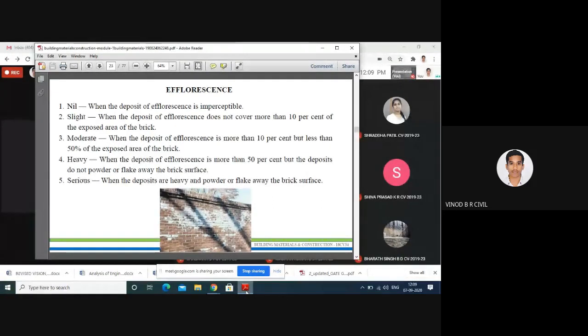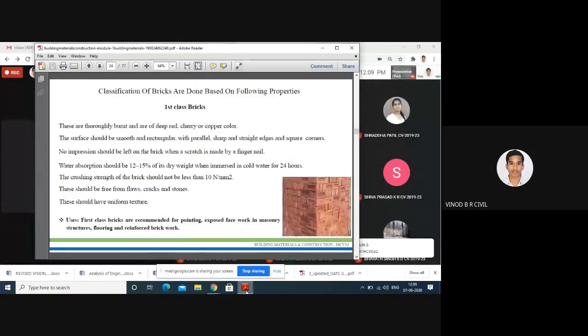Okay. And efflorescence material, as I told, moderate is 10 to 15%. 10 to 15% we call moderate. Heavy means more than 50%, we call it heavy. And next is the classification of the bricks, which is done based on the following properties.